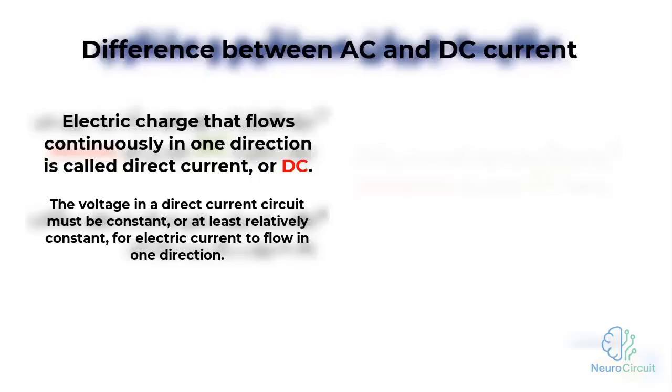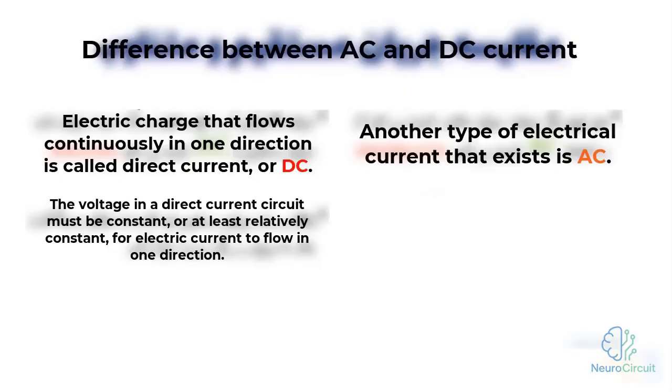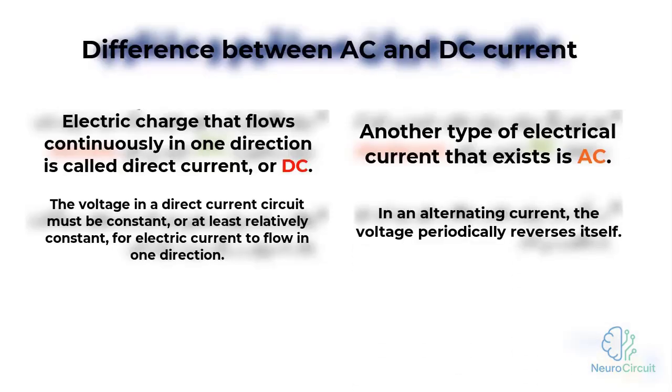Now, the other common type of current that exists, and the one we deal with more often, even in our daily lives, is alternating current, which is abbreviated as AC. AC stands for alternating current, and we know it as alternating current or AC. In an alternating current circuit, the voltage periodically reverses itself.